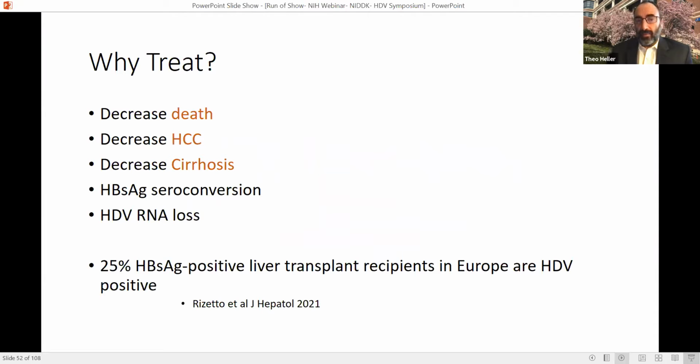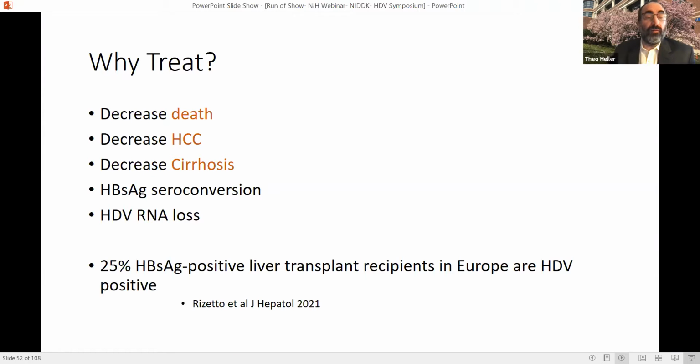We have to step back, and we've heard a lot today about what Delta does, and we have to ask ourselves, why is it that we want to treat this disease? The essence of treatment is that we want to decrease the death, hepatocellular carcinoma, and cirrhosis that Dr. Terrault spoke about. And we shouldn't lose sight of that. As Ioannidis says, when we develop surrogates of surrogates, we will be misled. As a surrogate of this, we use hepatitis B surface antigen seroconversion, because in the absence of hepatitis B, practically speaking, there is no Delta.